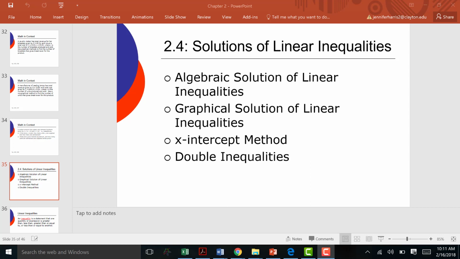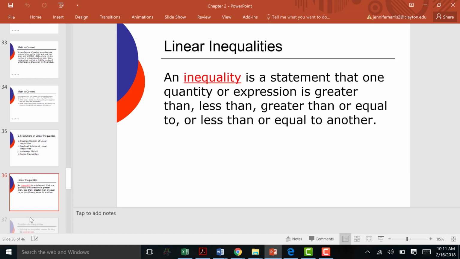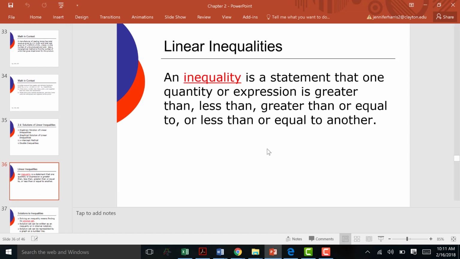We're going to learn how to solve them. We're mostly going to do the algebraic solution for them. You really won't use the graphical solution for them. We're going to find the x-intercept and then look at double inequalities. So here is, next slide. All right, we just talked about what the inequality means, so you've got the symbols for it.